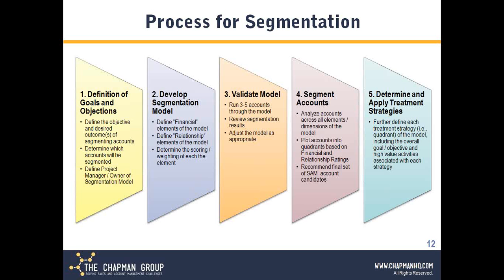So what's the process look like? The process to do segmentation is what I would call a 5-step process. The first is you probably should put a team together and define the goals and objectives of this exercise, and understand what accounts we're going to take a look at, what elements or components of our portfolio. Is it all of our accounts? Is it the top 100? Is it the top 250? Is it the top 50? So we need to understand that.